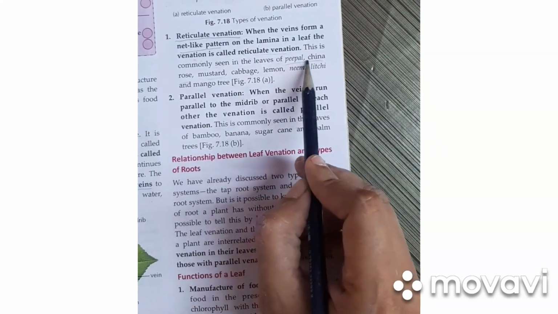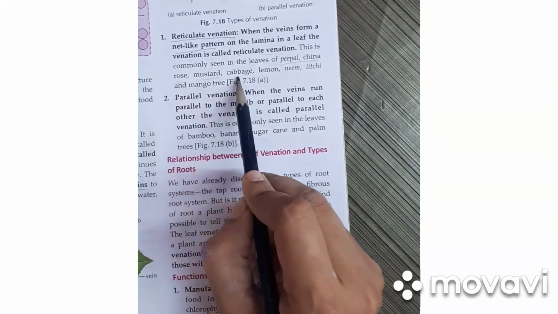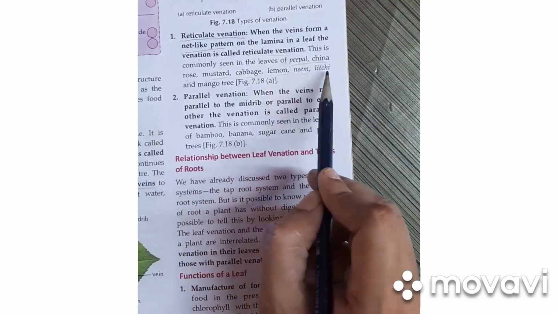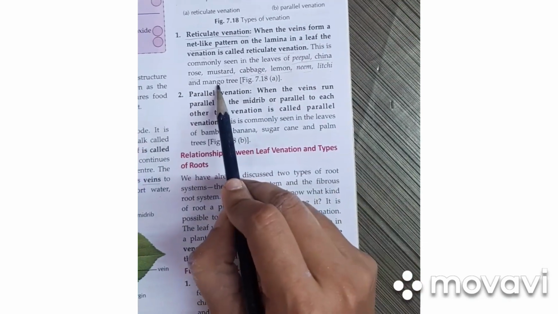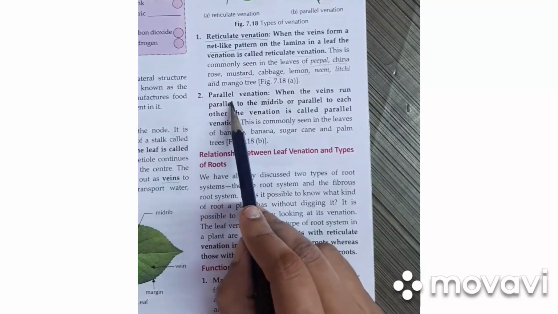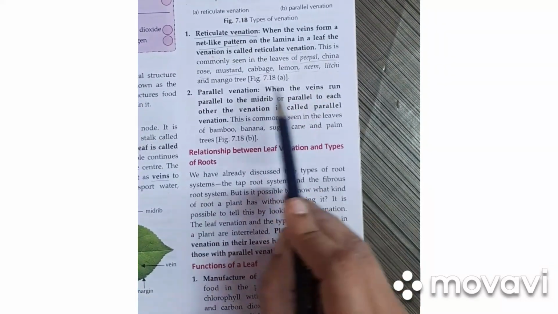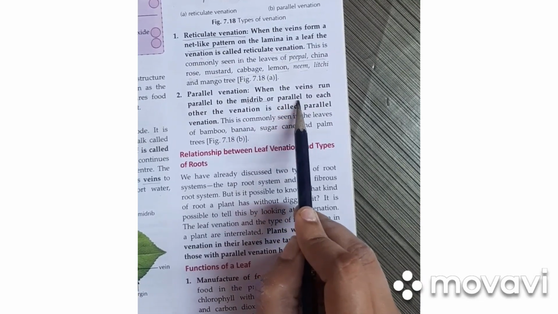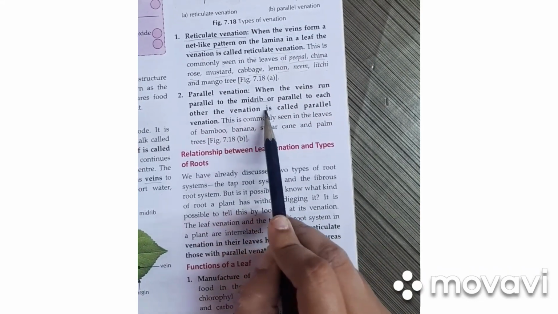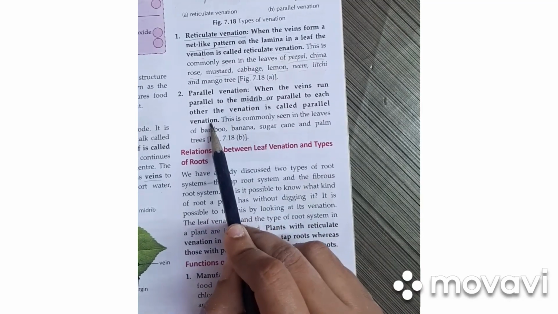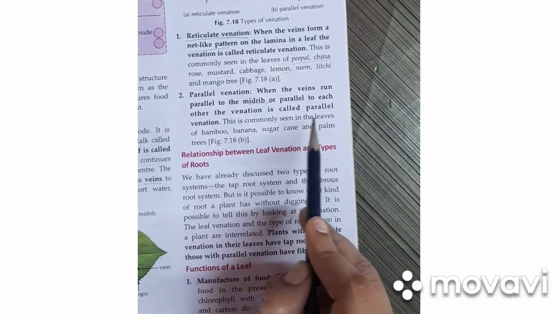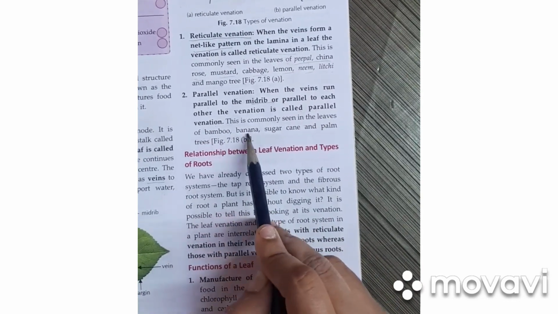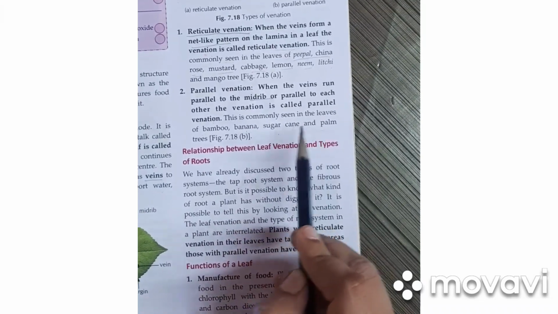Example: peepal, China rose, mustard, cabbage, lime, neem, lychee and mango tree. Now, parallel venation. When the veins run parallel to the midrib or parallel to each other, the venation is called parallel venation. This is commonly seen in leaves of bamboo, banana, sugarcane, palm tree.